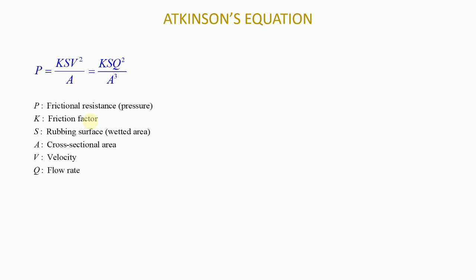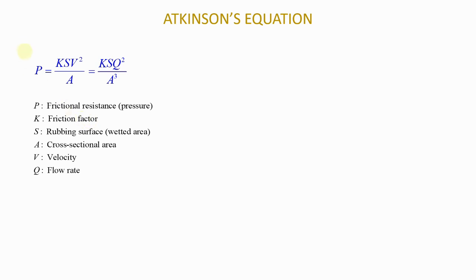S is the rubbing surface, okay? Or if you want, you can think of it as the weighted area. A is the cross-sectional area, okay? V is the velocity, and of course, Q is the flow rate.